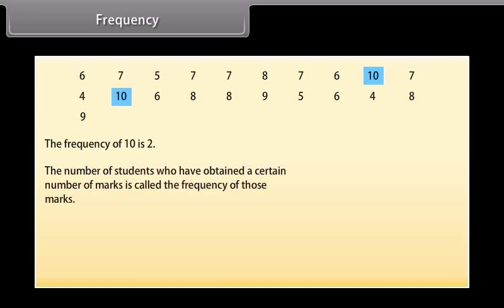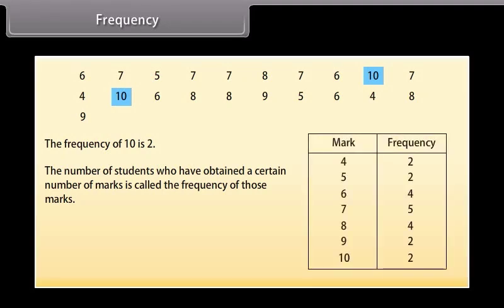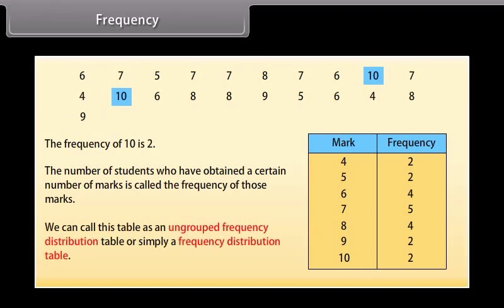The number of students who have obtained a certain number of marks is called the frequency of those marks. We can write this data in a table form to make it more understandable. These are the marks and these are the frequencies. We can call this table an ungrouped frequency distribution table or simply a distribution table.